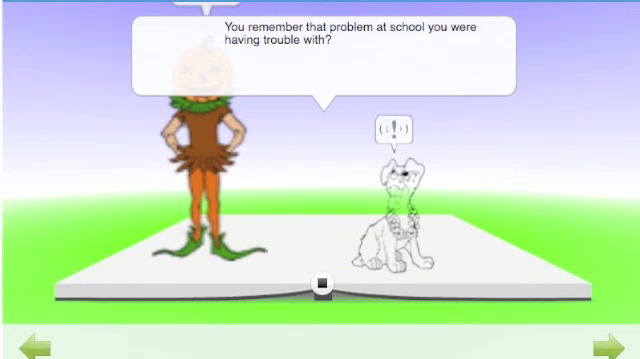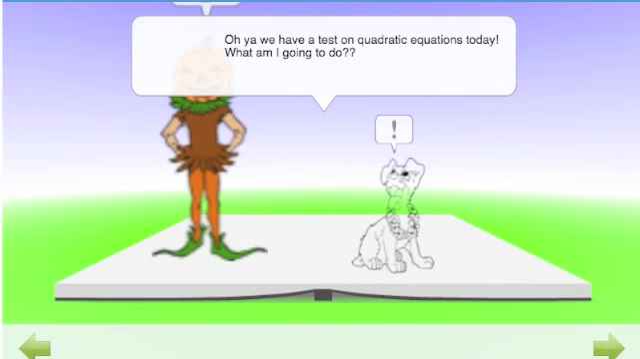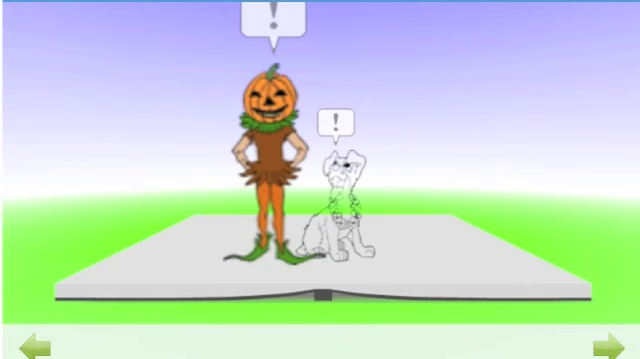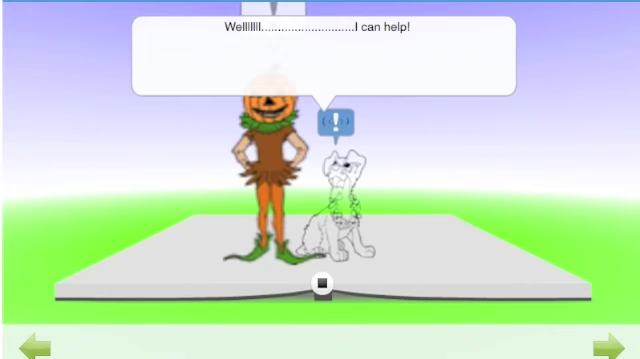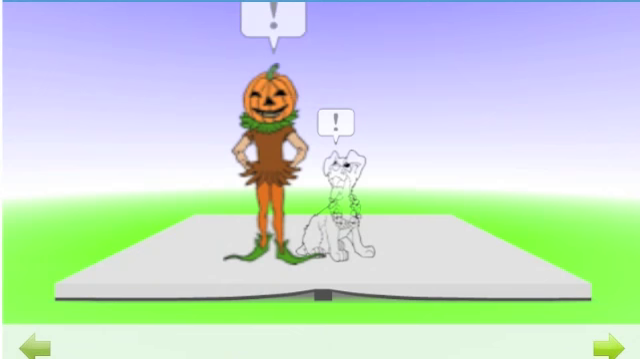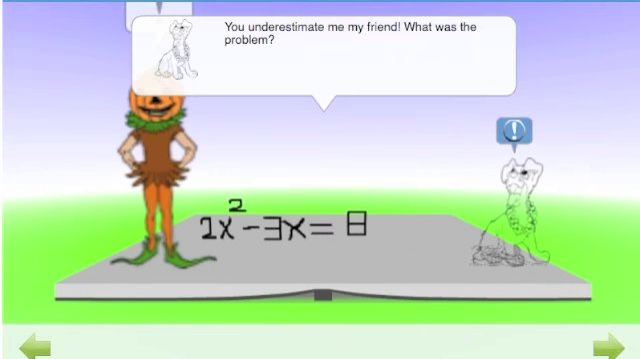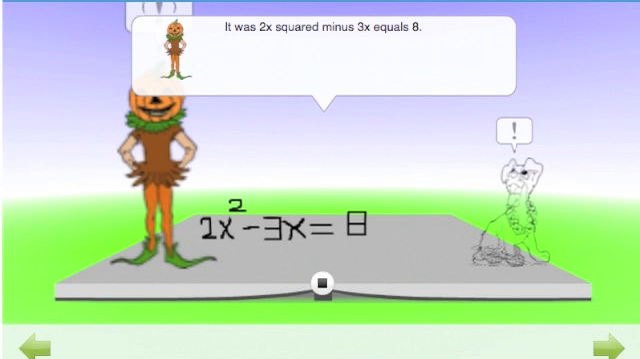You remember that problem at school you were having trouble with? Oh yeah, we have a test on quadratic equations today. What am I going to do? Well, I can help. How? You're just a dog. You underestimate me, my friend. What was the problem? It was 2x squared minus 3x equals 8.